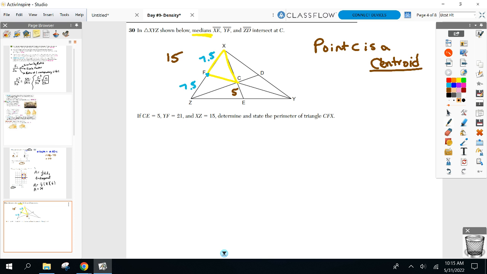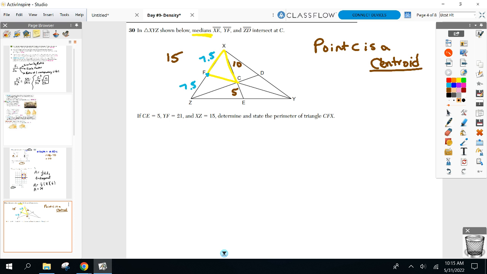And anybody remember the big fact about it? 2 to 1, right? 2 to 1, meaning one is double the other. All right, the bigger one always starts at the vertex. So if CE is 5, how long's XC? 10, because that's a centroid. And we're almost there, right? All I need your help with is finding the length of CF.